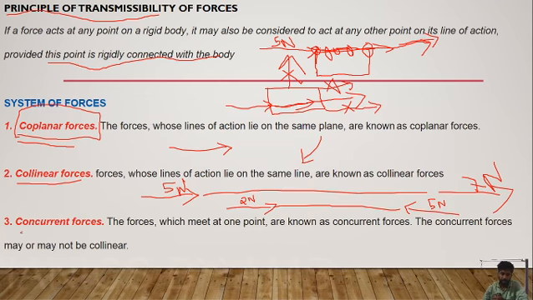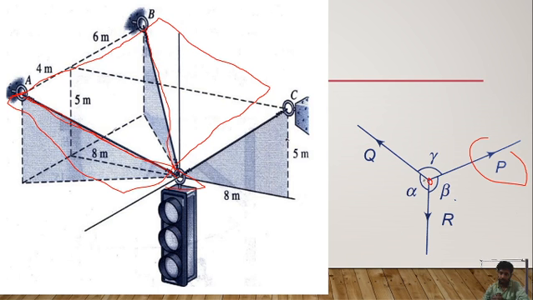The third thing, concurrent force. The forces which meet at one point are known as concurrent forces. Again, we can take the example of this. The force R, force Q, force P. All these forces start from this point, so we can say these three forces are concurrent forces. Again, force AO, force BO, force CO, all starting from this central point. So we can say that all three forces are concurrent forces.